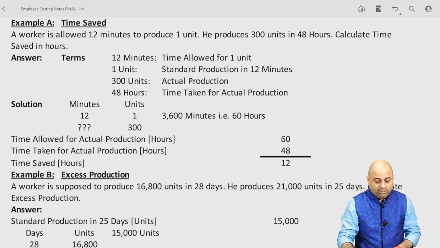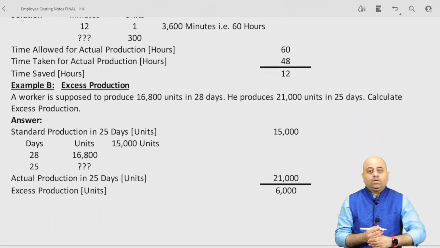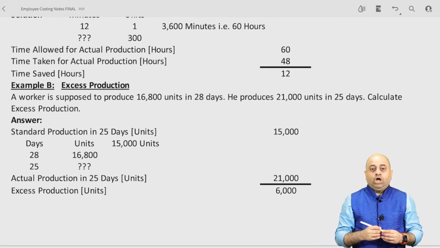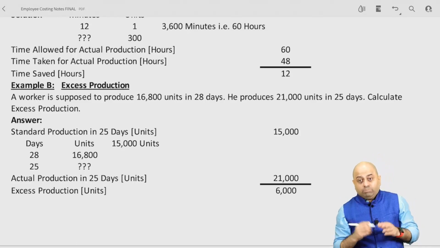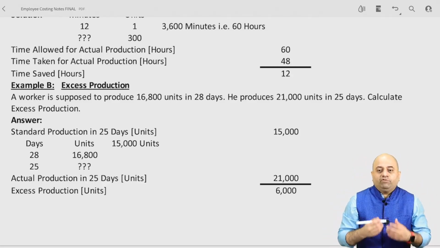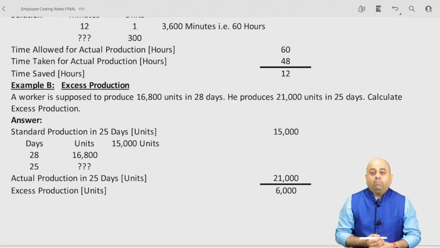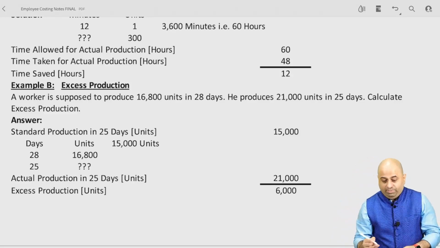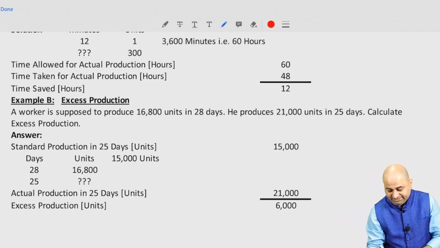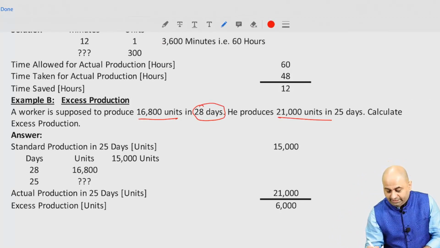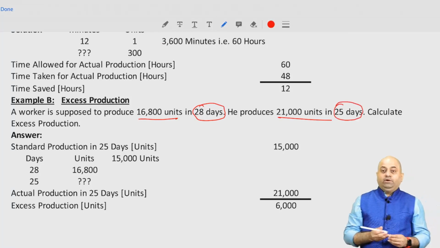Please listen to me carefully. Excess production. Let's say a worker was supposed to produce 16,800 units in 28 days. But in reality, he works for 25 days and he produces 21,000 units. My point, pretty simple to all of you, is that I cannot compare 16,800 units with 21,000 units, because this was for 28 days and this was for 25 days.